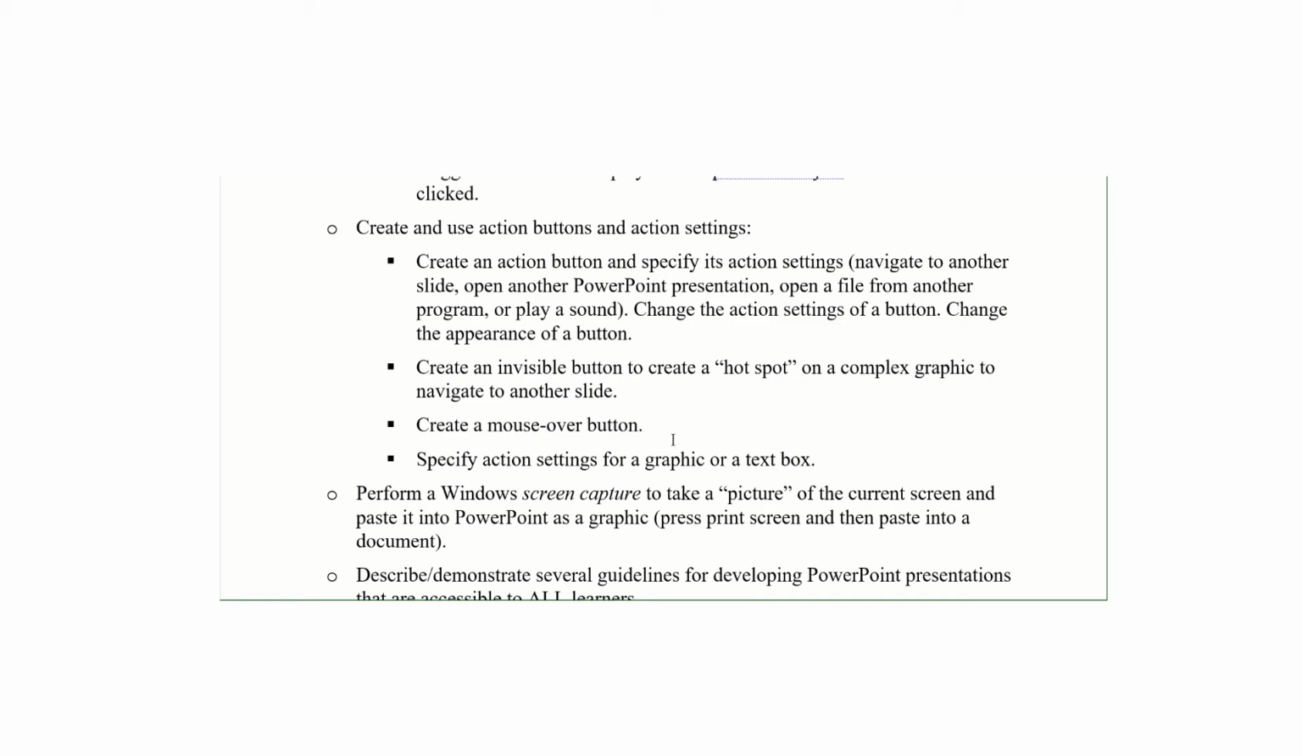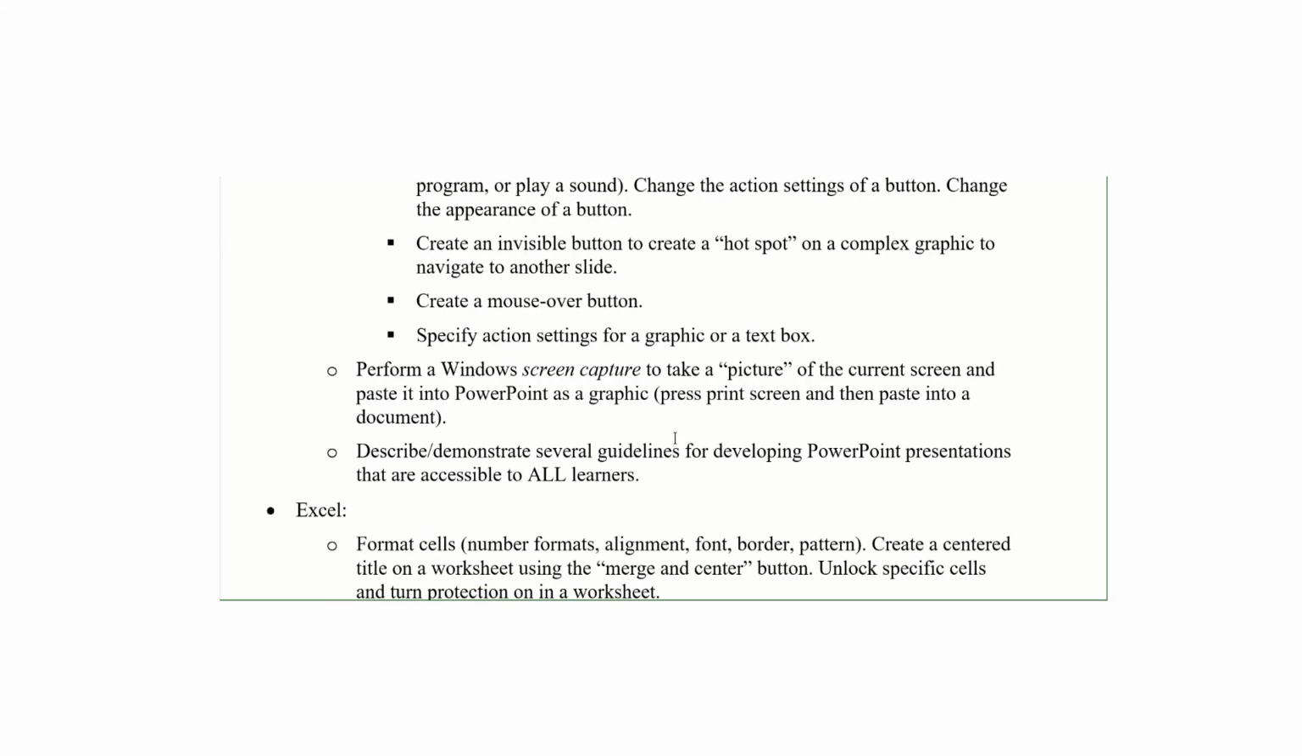We created a mouse over button, and we specified action settings, which is what the action buttons do. But we could apply those to graphics or even text boxes. I showed you how to use the print screen key and then use Control V in order to screen capture, to take a picture of the current screen, which many times is very helpful when we're teaching with technology and we're trying to show students how to use certain technologies. We take a picture of what we're looking at on the screen and use it in instruction.